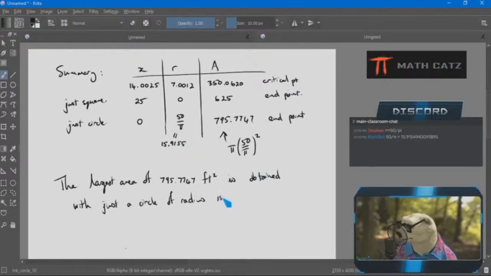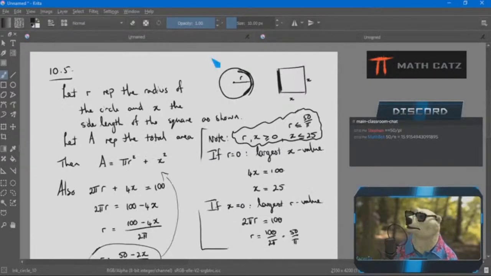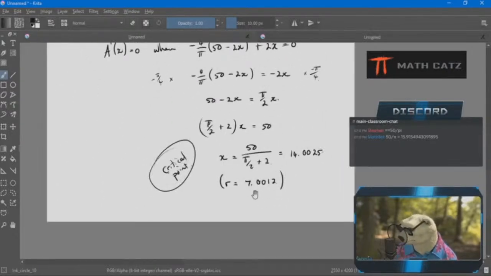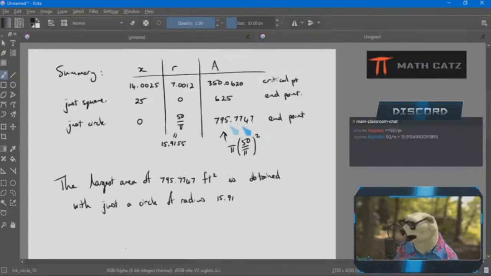15.9155. 15.91. Didn't we find the radius already? It was this guy. No. Sorry, that was a critical point. Never mind. That's not the best. This one's the best. Never mind. Feet. Okay. So the critical point was maybe interesting.